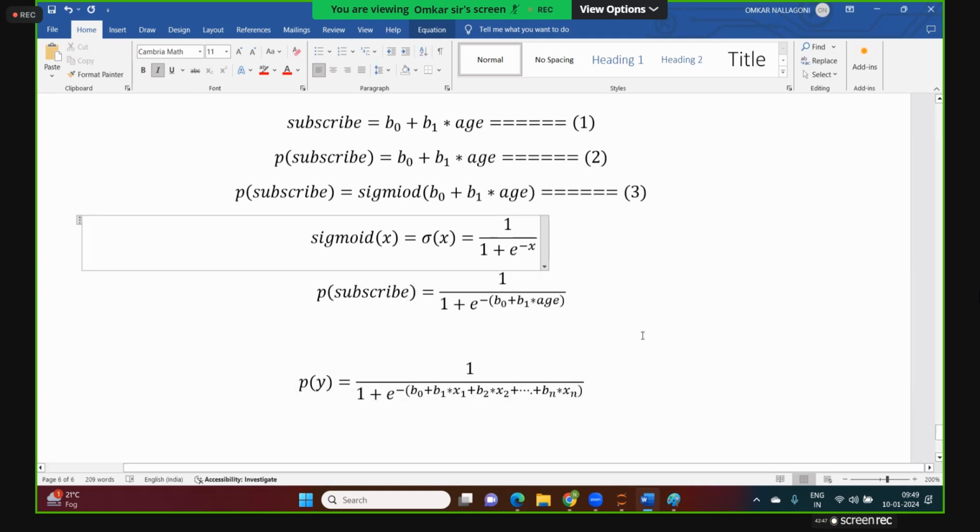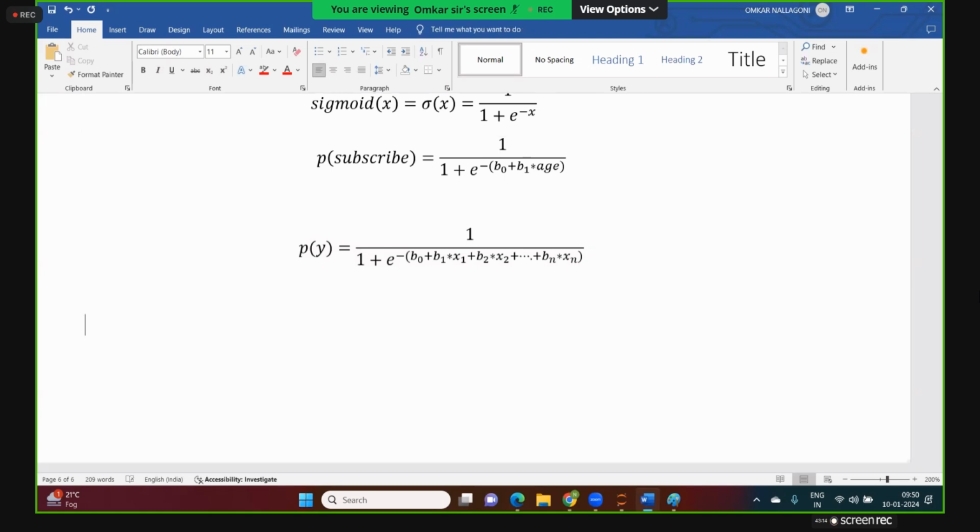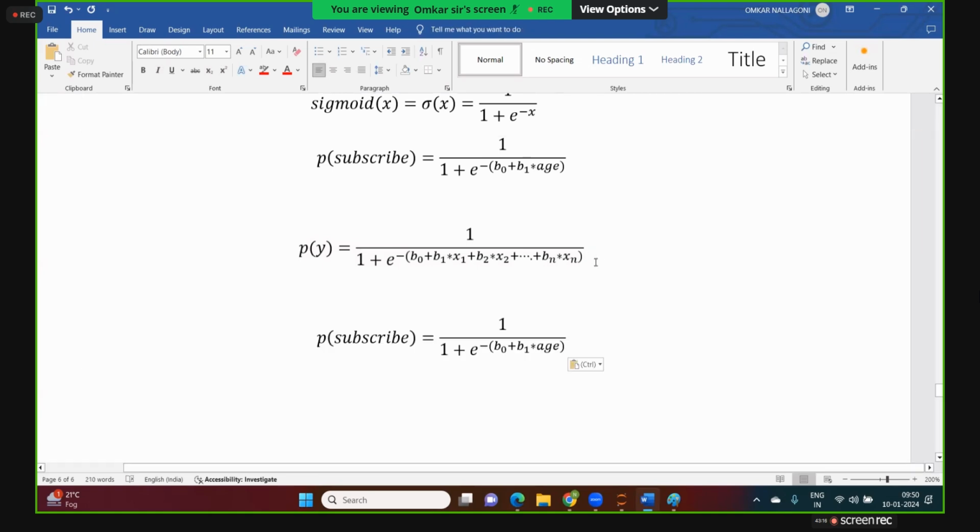P of y is equal to 1 by 1 plus e power of minus (beta naught plus beta 1 x1, beta 2 x2, and so on, beta n xn). So where we started and where we ended up is very, very important. Again, how many probabilities are there in our use case? How many probabilities will there be? As many as there are labels, correct?